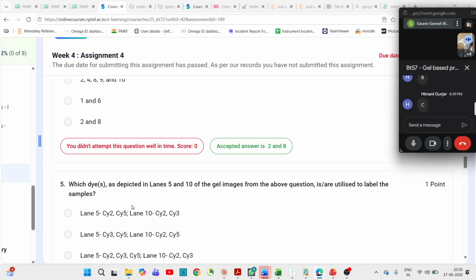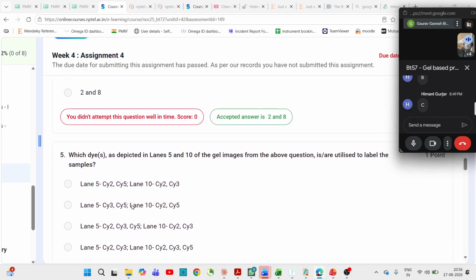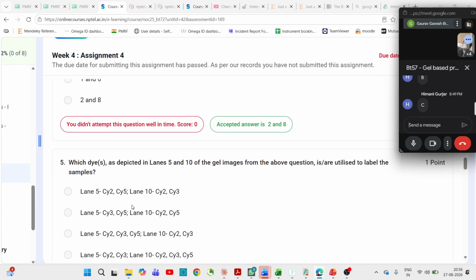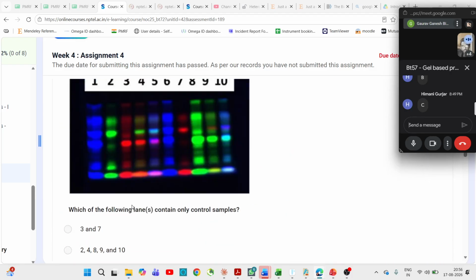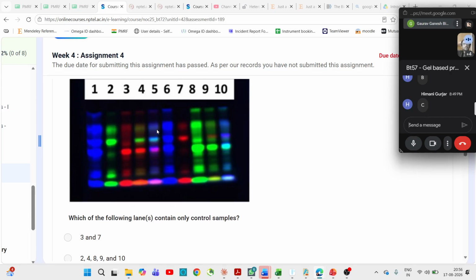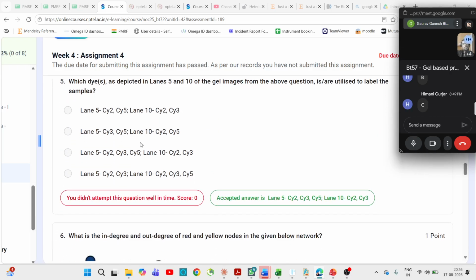Basically, in order to answer all these questions, you should know what color Cy2 is when visualized, how Cy5 is visualized and how Cy3 is visualized. You also need to know a bit of color chemistry. Like if you mix Cy5 and Cy3, how it will be visualized. If you mix Cy3 and Cy2, how it will be visualized. Accordingly, these colors change here, and that's what will help you answer these questions.